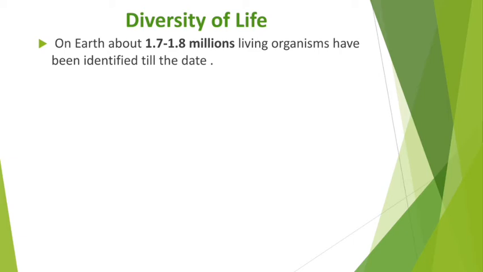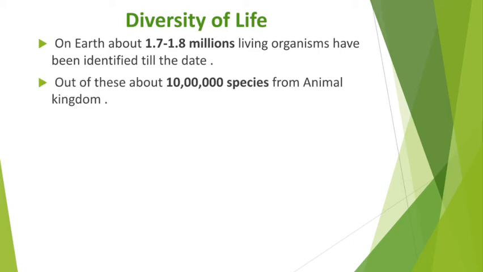According to your NCERT book, this is the data given regarding the number of living organisms that have been identified till today, that is 1.7 to 1.8 million. I hope that you will remember this number. Out of this, about 10 lakh species are from the animal world, the animal kingdom.